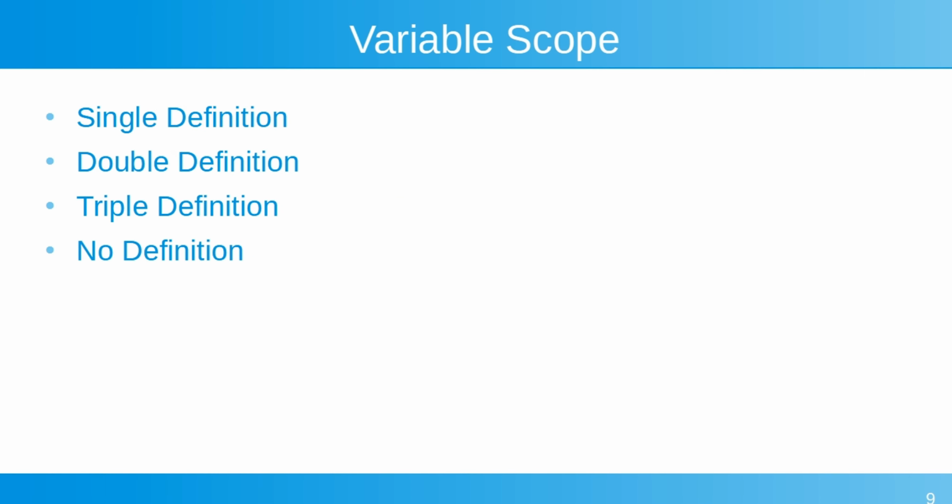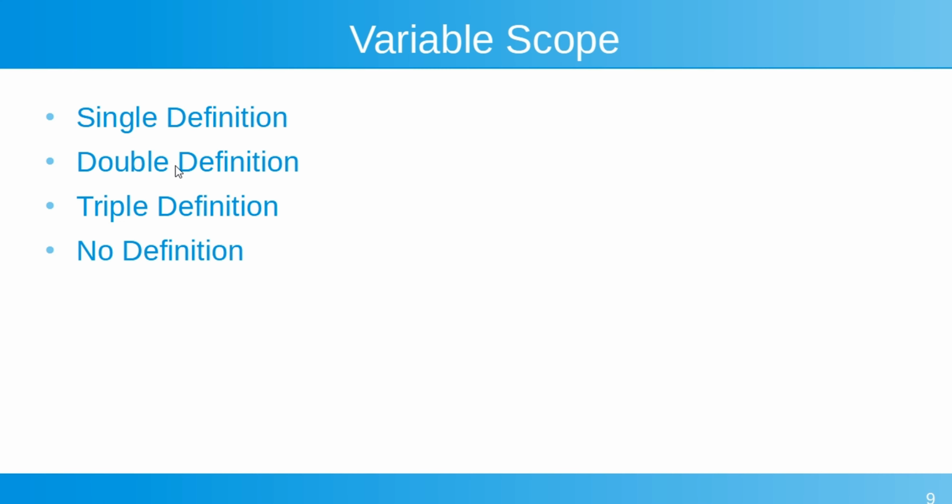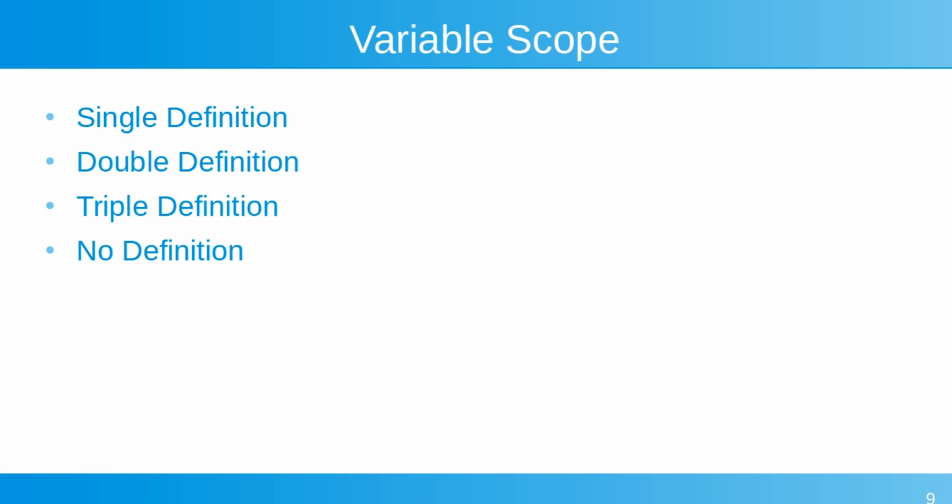So let's move to the next topic. We discussed these triple, double, and single definitions. Triple means the variable is declared in global, enclosing, and local. Double definition means the variable is declared in global and enclosing. Single means it's defined only in the global scope. And no definition means it is not defined at all. So we have seen these four scenarios so far.